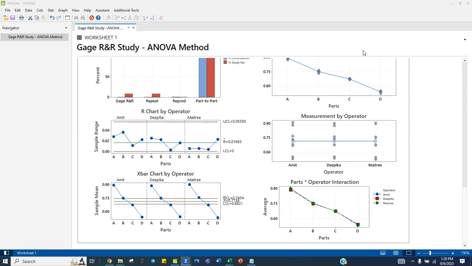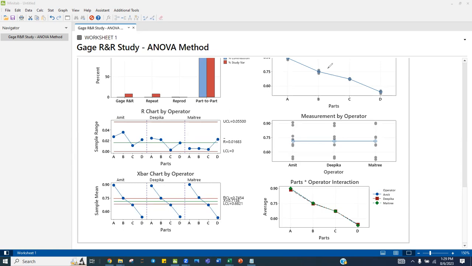Please remember, R is the range and range is the measurement of variation. So variation, or the R chart, must remain within the control limit, and actually it is. This is your upper control limit, this is your lower control limit. So my R chart is very well within my control limits.